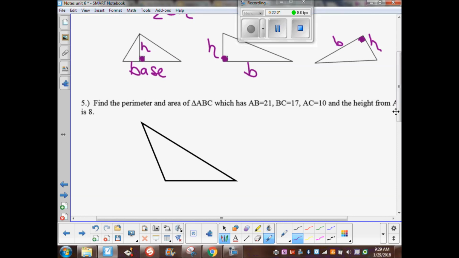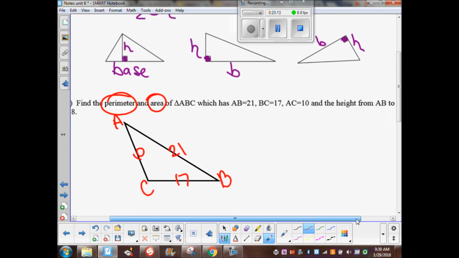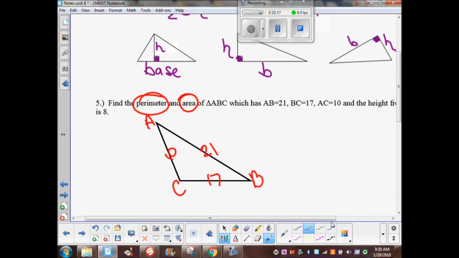All right, so number 5. We got to draw a picture for number 5. It says, find the perimeter and the area. So I got to do 2 things here. Of triangle ABC. It doesn't give you a picture, but it asks about a triangle and it even gives it a name, ABC. So draw your picture and label it just like mine. Now it says AB is 21, so side AB, we're going to put a 21 there. BC is 17, and AC is 10. So I just labeled my 3 sides. And the height from AB to C is 8.